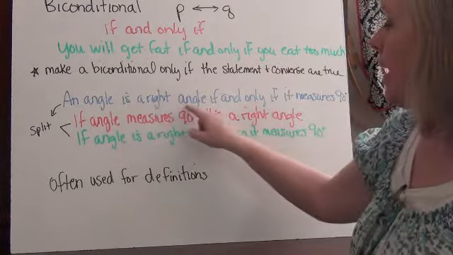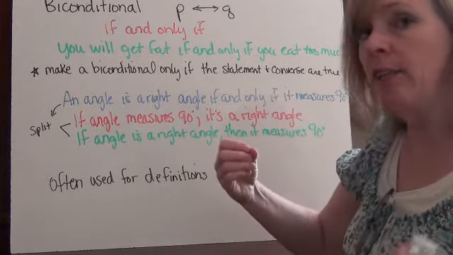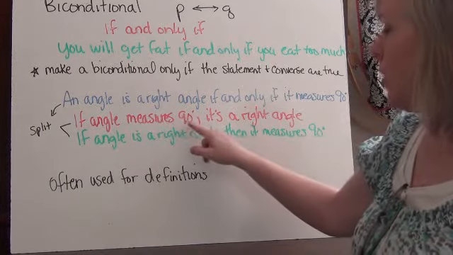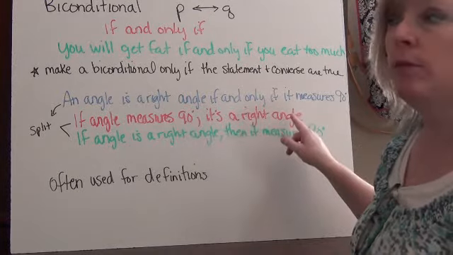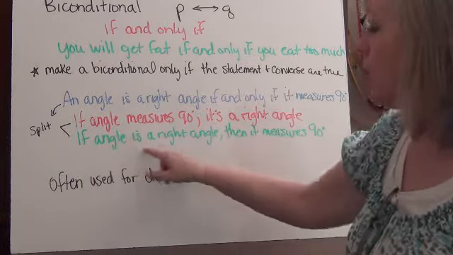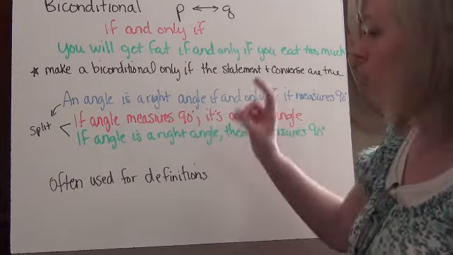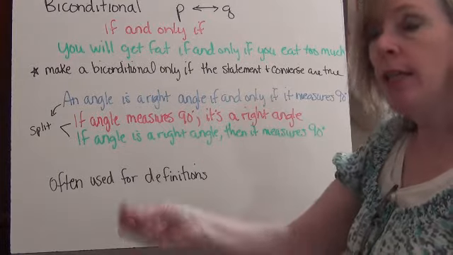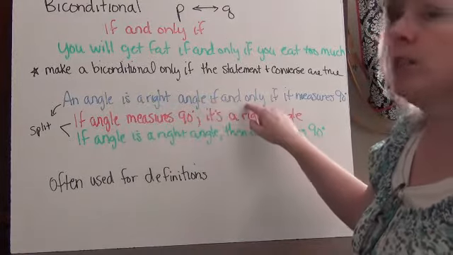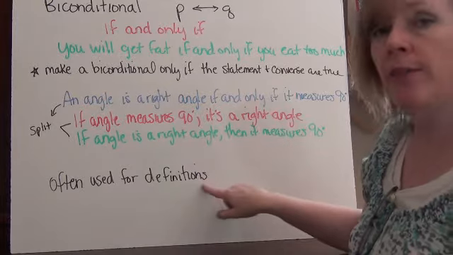An angle is a right angle if and only if it measures 90 degrees. So I can split that and evaluate and make sure they're both true. The first side might be, if an angle measures 90 degrees, then it's a right angle, and that's true. Then if I looked at the converse, it would be, if an angle is a right angle, then it measures 90 degrees. That's also true. So because this is true in the original, and it's true backwards in the converse, then I can say that this is a true biconditional. Okay? Biconditionals are often used for definitions.